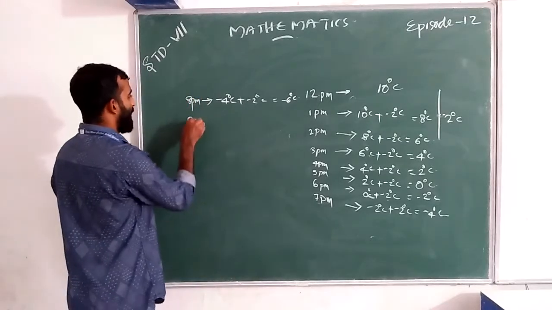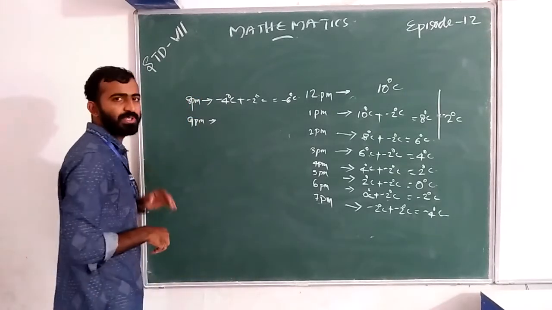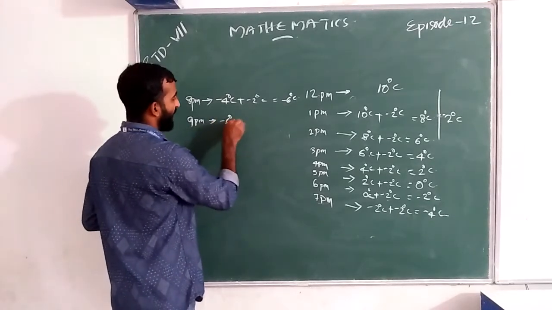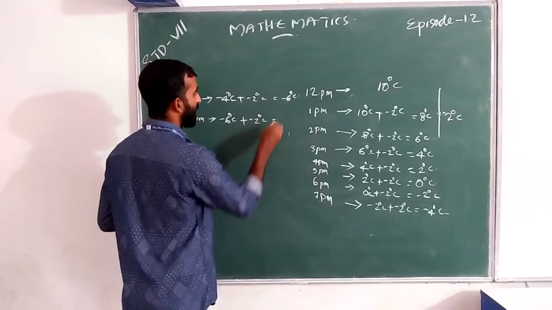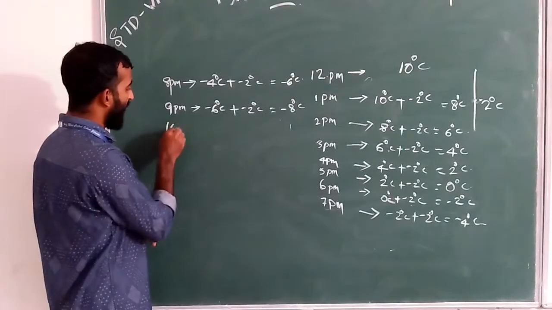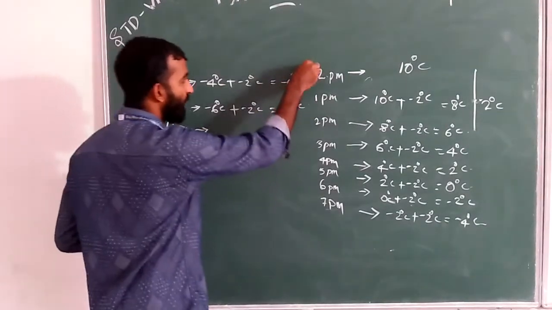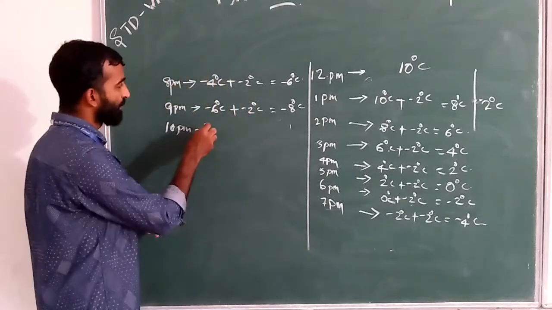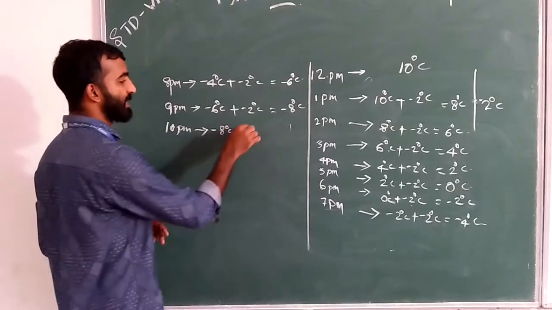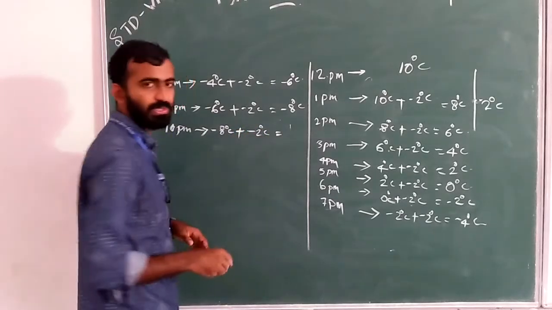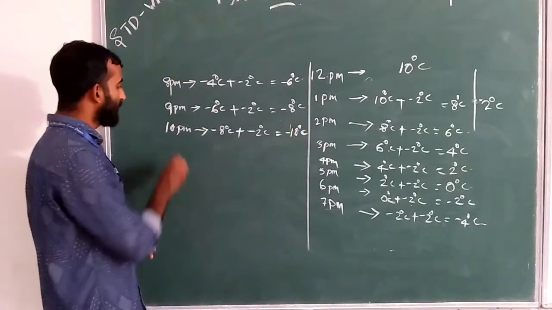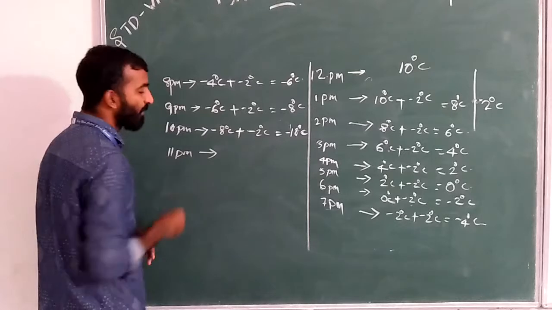And 9 p.m., what do we get? Negative 6 degrees plus negative 2 degrees, we get negative 8 degrees Celsius. And 10 p.m., we get negative 8 degrees Celsius plus negative 2 degrees Celsius. We get negative 10 degrees Celsius. And 11 p.m., what do we get?